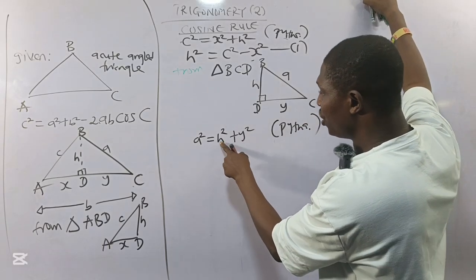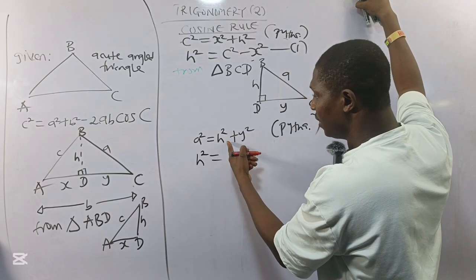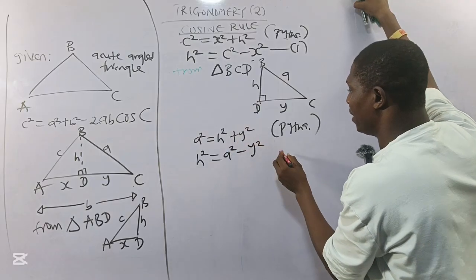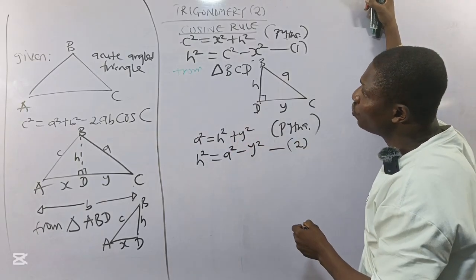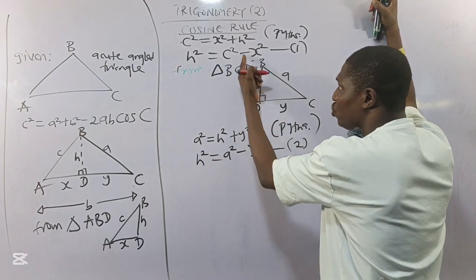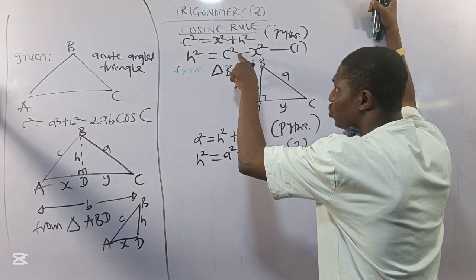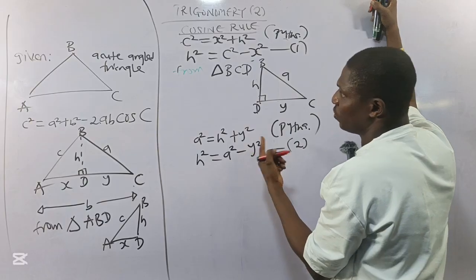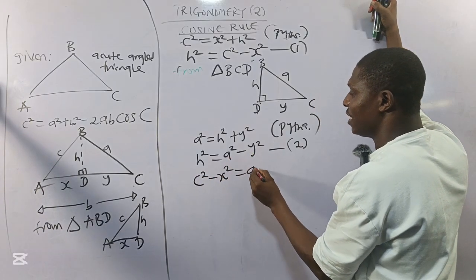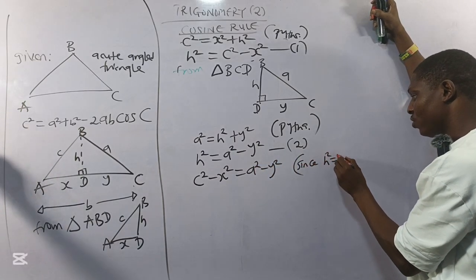Now, I want to make h squared the subject also. A squared is here, so this will move to the other side: h squared equals a squared minus y squared. This becomes equation 2. Now, if you notice, h squared is common in the two equations. So therefore, I can simply equate c squared minus x squared to a squared minus y squared. So I simply have c squared minus x squared equals a squared minus y squared, since both equal h squared.